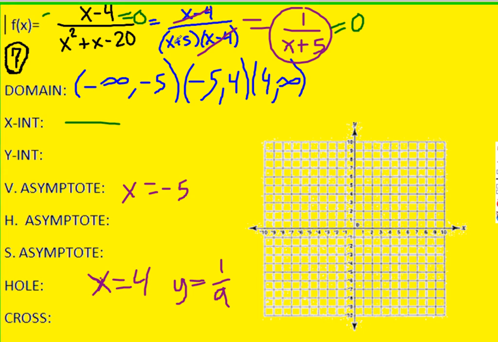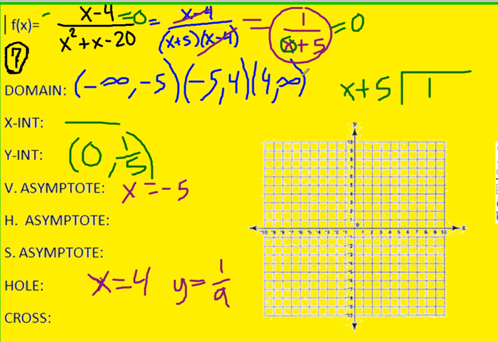Same thing with the y-intercept, meaning plug 0 in for x. It's a lot easier to use that purple equation, and you get a y-intercept of 1/5. So 0, 1 over 5. Pretty straightforward there. And all you have left now is horizontal and slant asymptote. And actually, this one's really easy, because if you try to do the long division, 1 over x plus 5, well, you can't do that division, because the numerator is already less than your denominator. So that means it's not that you don't have a horizontal asymptote, it's that you've already done the division.